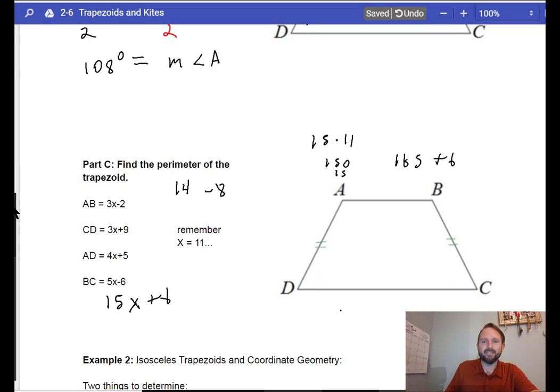So the perimeter is 171 units. Now, if it was in inches, it'd be inches. If it would be in feet, it'd be in feet. That's it. So let's go on.